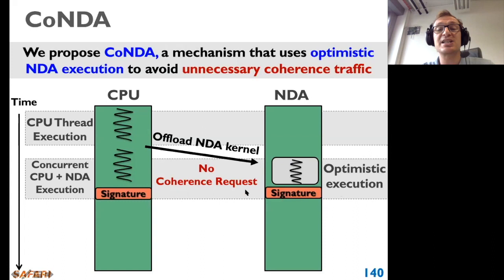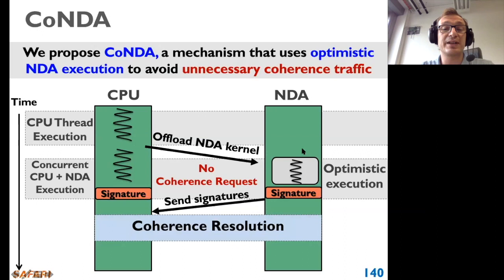And at that point, while you're executing, you accumulate a signature. This is the signature of read and write locations, addresses that you've touched, which addresses you've read, which addresses you've written to. You do the same thing during the concurrent NDA execution. You keep track of which addresses you've read, which addresses you've written to. And at the end, you send the signature to the CPU, and the CPU checks if there is any overlap between the accesses.